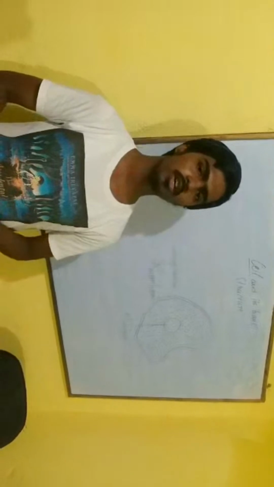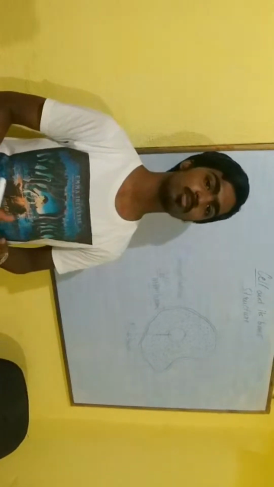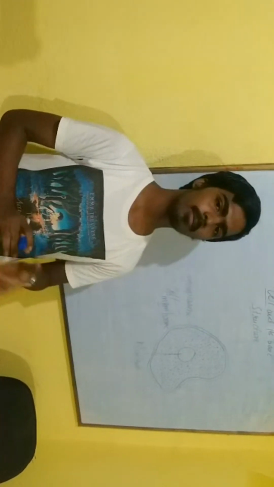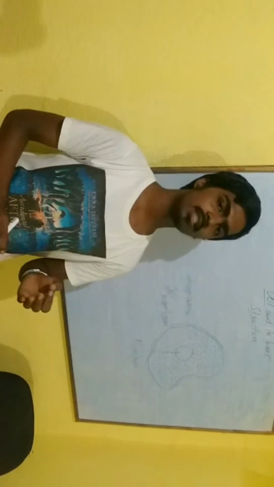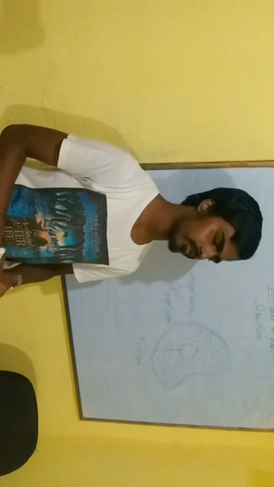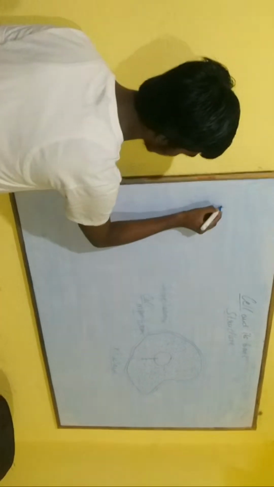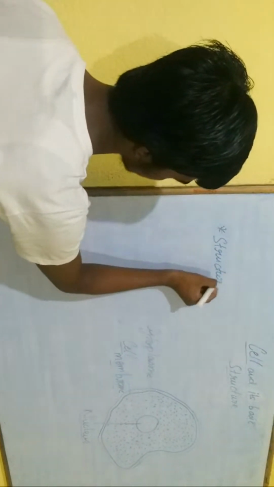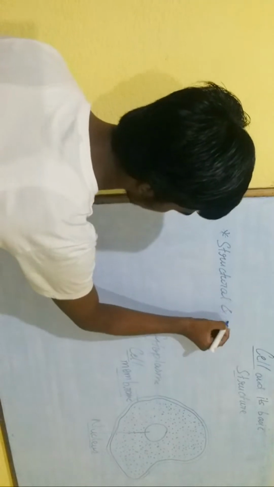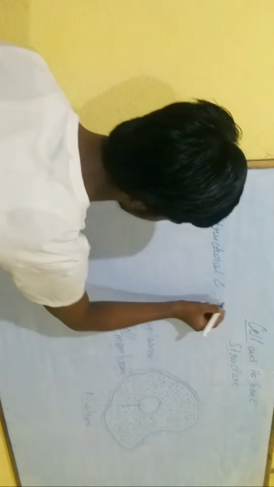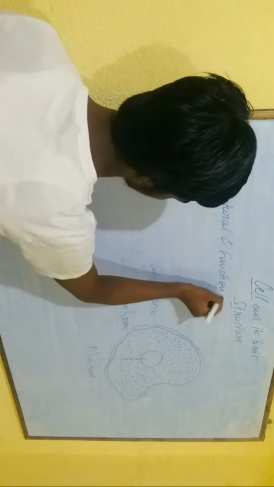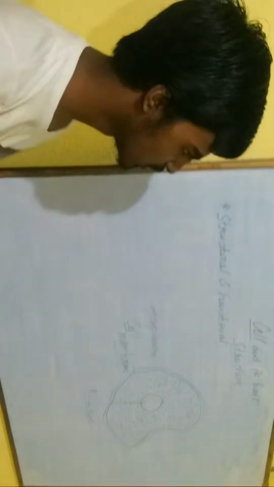The literal meaning of the cell is small compartment or small room-like structure. And in biology, the cell is the fundamental unit of life. It is the structural and functional unit of life.